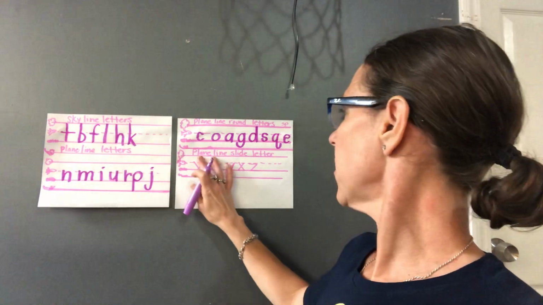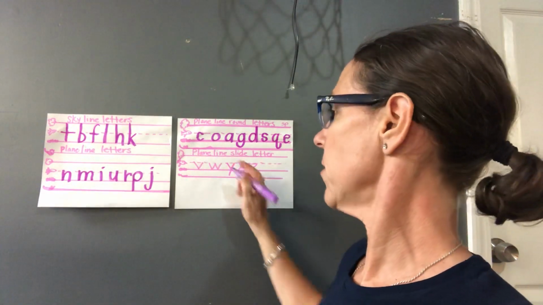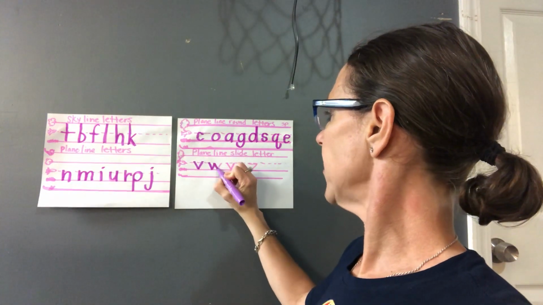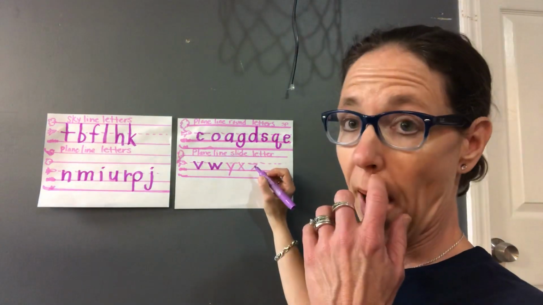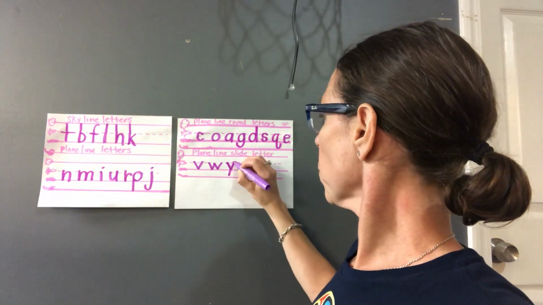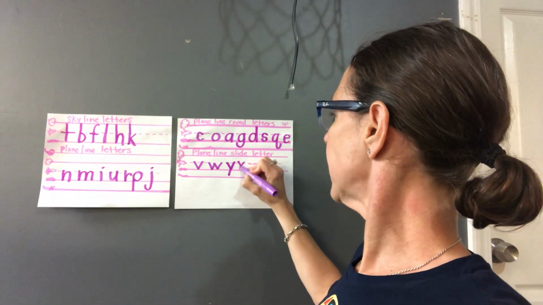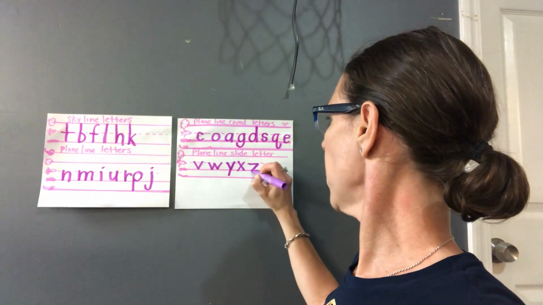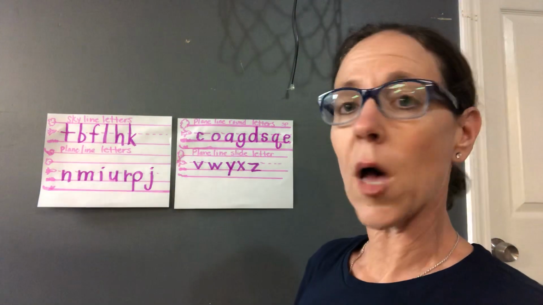My last kind of letters are my plane line slide letters. V is slide, slide. W, slide, slide, slide, slide. Y, I'm going to slide and then slide again. Right? X, slide, slide. And then Z, slide, slide, slide. Okay? So you're going to do those all one time.